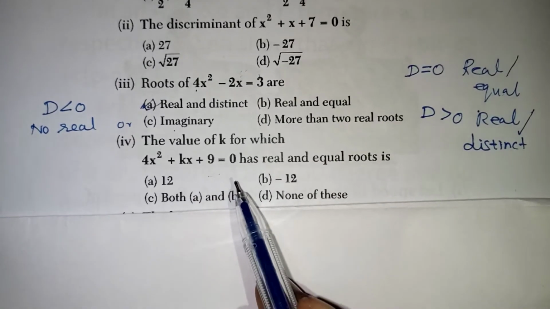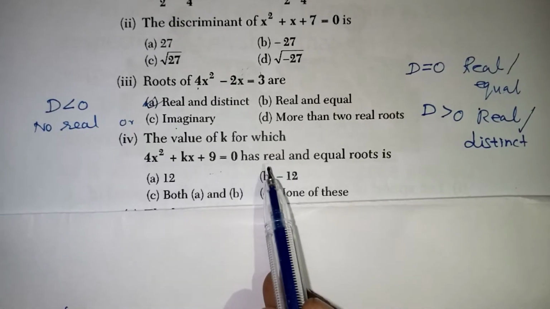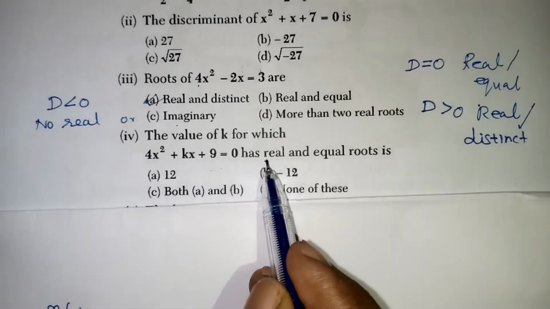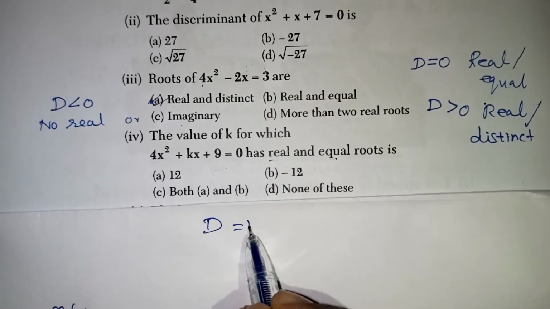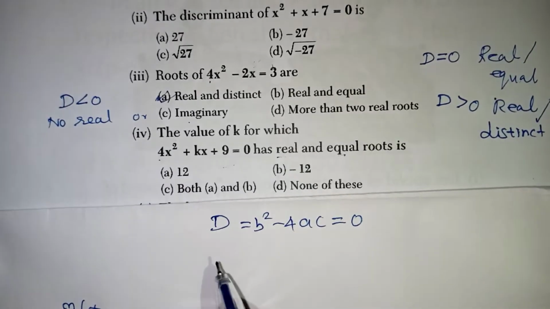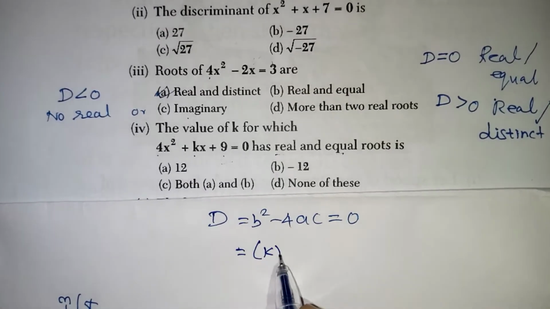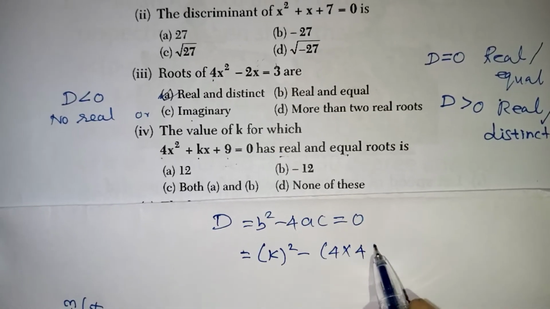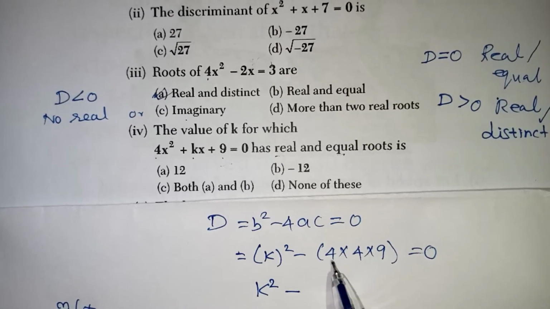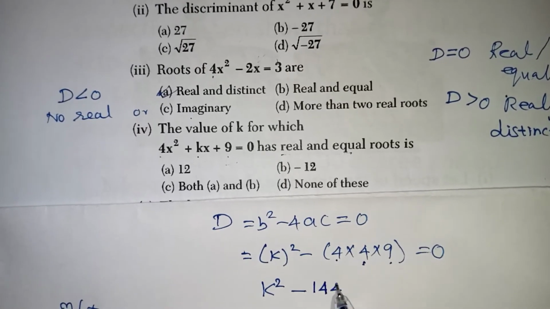The value of k for which this equation has real and equal roots. They have mentioned very clearly that the roots are real and equal. Real and equal means that should be taken as d is equal to 0. Since the roots are real and equal, we know the discriminant, that is b squared minus 4ac, equal to 0. A value is 4, b value is k, c value is 9. Let's apply. B value is k, so k squared minus 4 into a into c is equal to 0. Now k squared minus 4 4s are 16, 16 9s are 144, which is equal to 0.